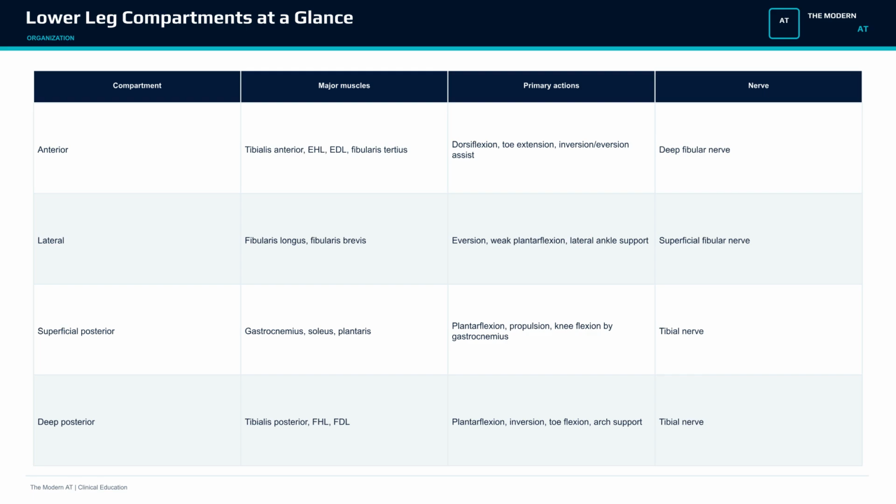The superficial posterior compartment contains gastrocnemius, soleus, and plantaris, which create powerful plantar flexion through the tibial nerve. The deep posterior compartment includes tibialis posterior, flexor hallucis longus, and flexor digitorum longus. These muscles support plantar flexion, inversion, toe flexion, and arch control. The clinical takeaway is simple. Link compartment, action, and nerve together.